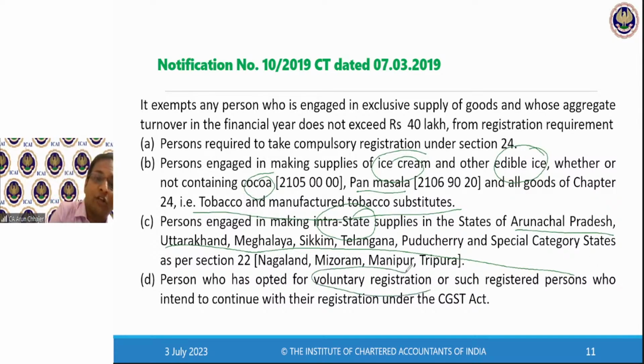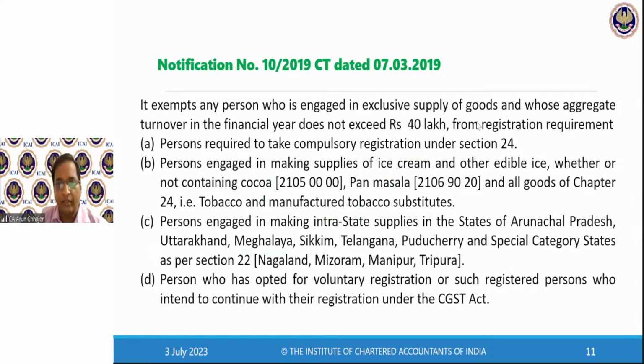Fourth, a person who has taken voluntary registration, then the limit of 40 lakhs would not be applicable. So these are, I can say, small exceptions when the limit would not be 40. We have already discussed it should be exclusively engaged in the goods, but they are saying if one is covered by voluntary registration, then no limit would be applicable. If one has taken voluntary registration, then again the 40 lakh limit would not be applicable for certain goods and for certain states.